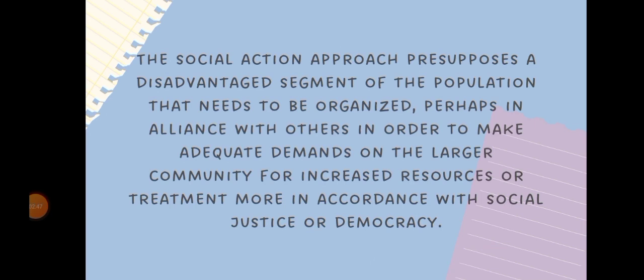So the third model is social action. The social action approach presupposes a disadvantaged segment of the population that needs to be organized, perhaps in alliance with others, in order to make adequate demands on the larger community for increased resources or treatment more in accordance with social justice or democracy. So we use this kind of strategy when there are groups that feel that they have inadequate power and resources to meet their needs.